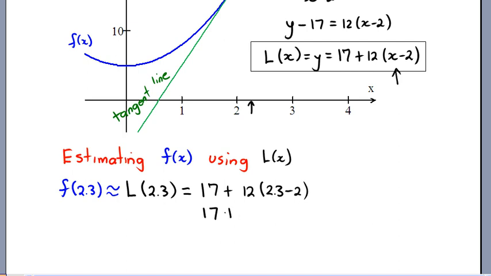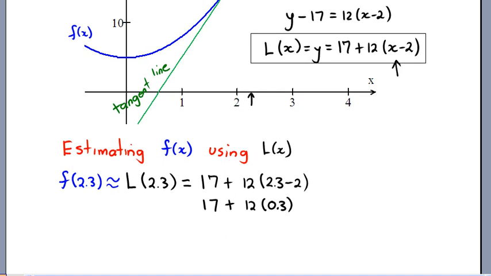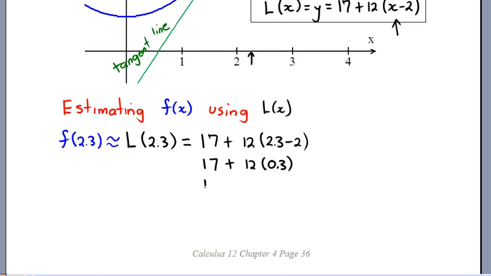That would be 17 plus 12 times 0.3. Well, 12 times 3 would be 36. This is going to be 10 times smaller than that. So 17 plus 3.6. Oh, okay, 20.6. Now, that's just using the tangent line. It's not the exact value of the function, but I bet you it's pretty darn close.